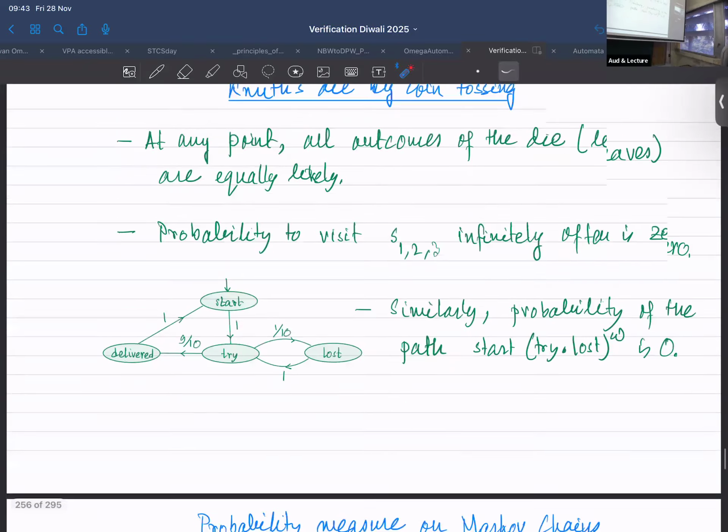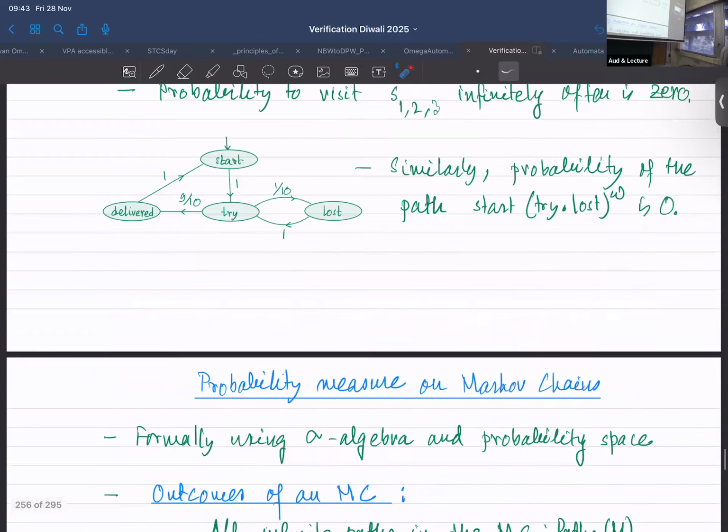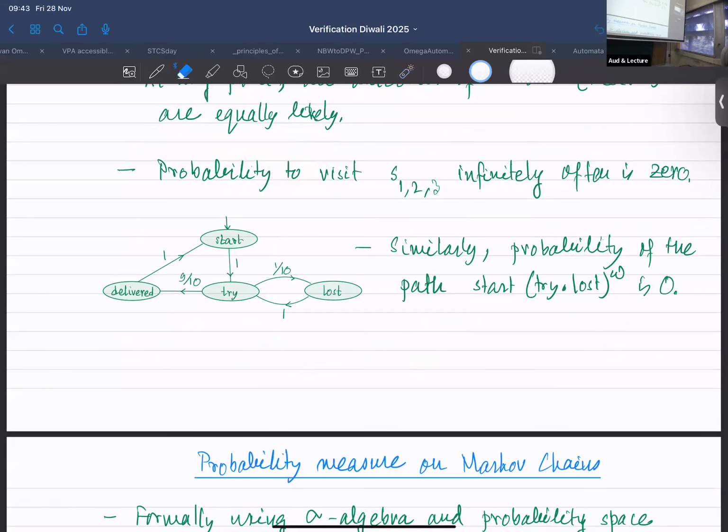Now, there may be some paths, like if you say that I will always be in this path, always be visiting this path, right? I come here and then I'm always restricted to this. That has essentially a probability of zero. So that infinite path has a probability of zero, measure zero.